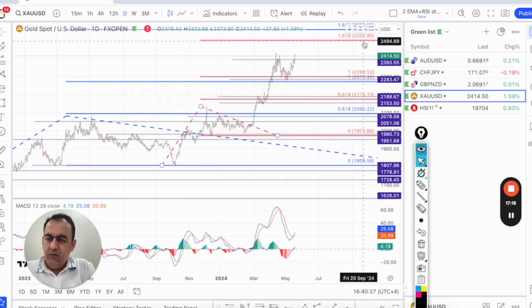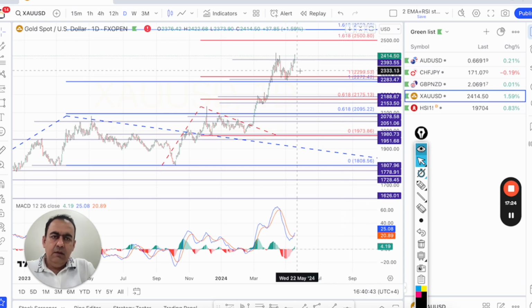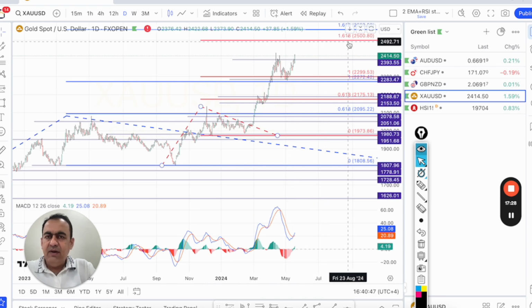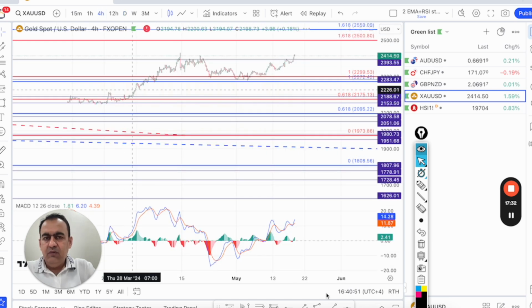2500, the round figure psychological mark, and also coming on the Fib extension level of 1.618. So easily we can target 2500 to 2560 in the coming days or weeks. Let's quickly move to 4-hourly chart.